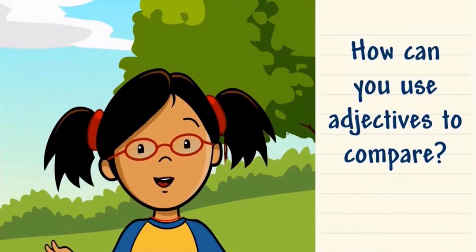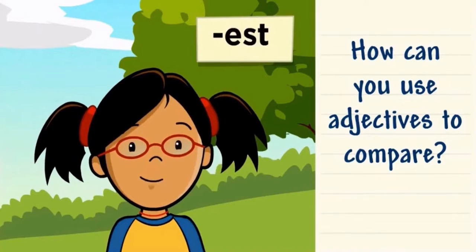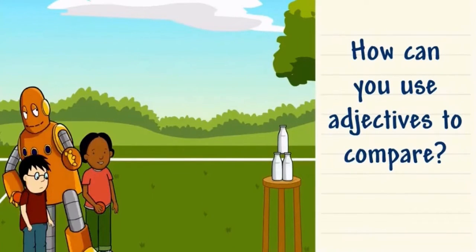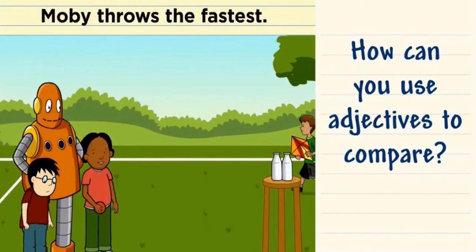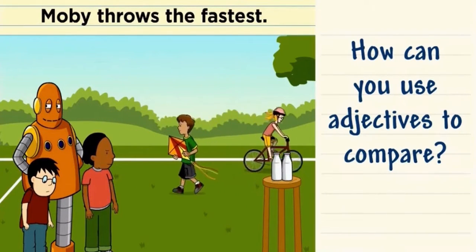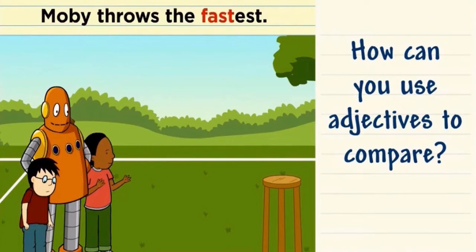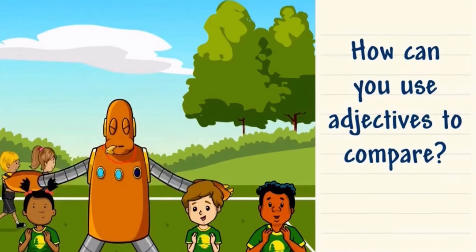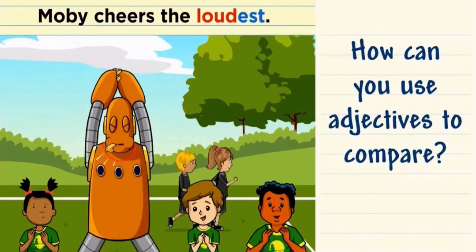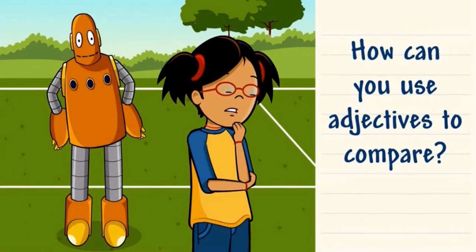When you compare more than 2 things, you add the suffix est. Moby throws the fastest. We're comparing Moby with other kids. So you start with the adjective fast, and you add the suffix est. Moby cheers the loudest. There are some words you need to spell a little differently when you add a suffix.